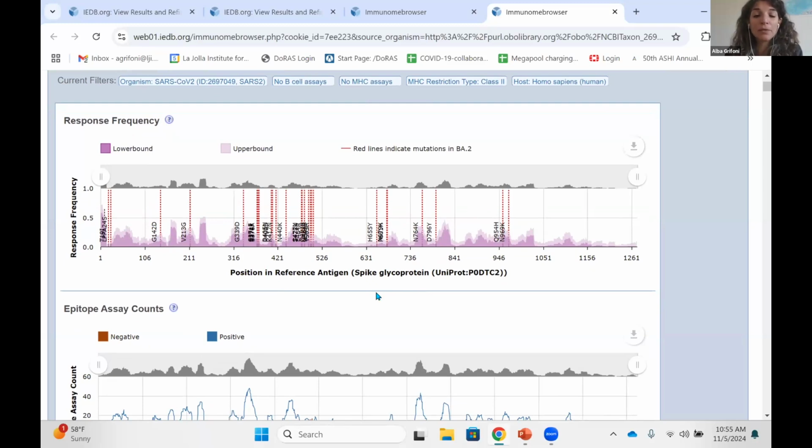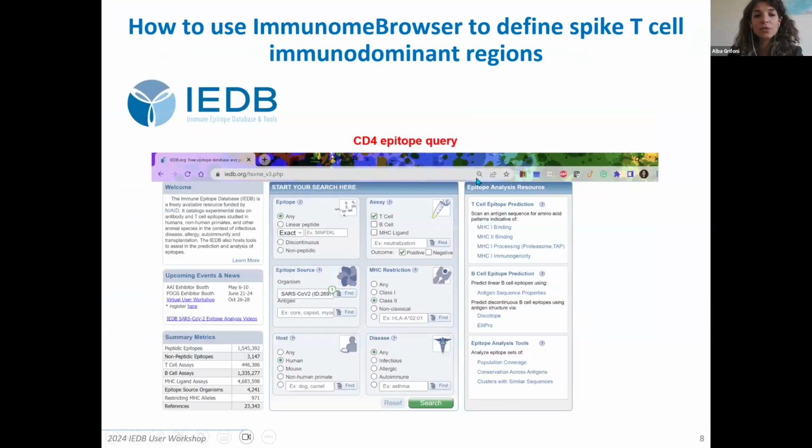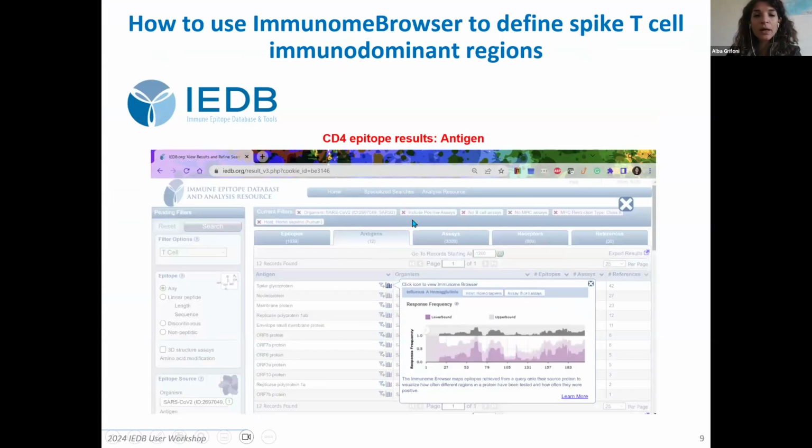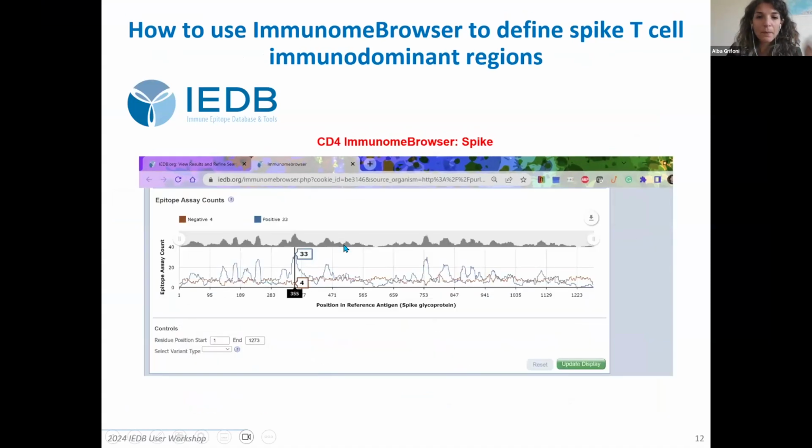So what happens if we look at the same thing in the context of BA.2.86? So I learned my lesson. I'm going to share my screen again and go back to my presentation. And so this is another way, just to recap. You can perform your query, you can look into the antigen and click on the ImmunomeBrowser, and then you can map the epitopes within the protein. And these are the assay counts.